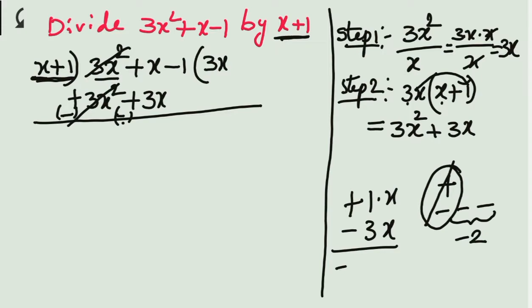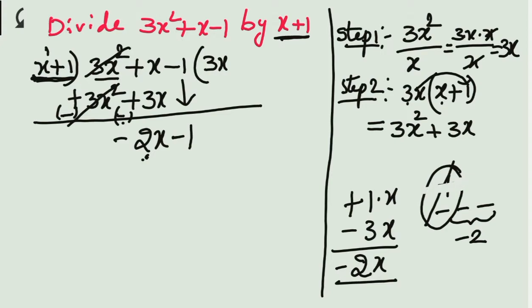Similarly, here you get the number minus 2 and the term is x, so you get minus 2x. You write minus 2x here, and the minus 1 you drop down. Now in each and every step, observe that this is the new dividend and this is the divisor. Observe the degree. Here the degree is 1, here also the degree is 1. So you have to do the next step also.